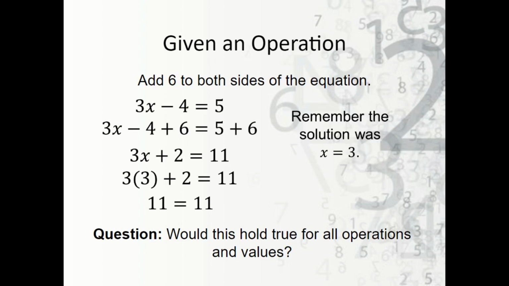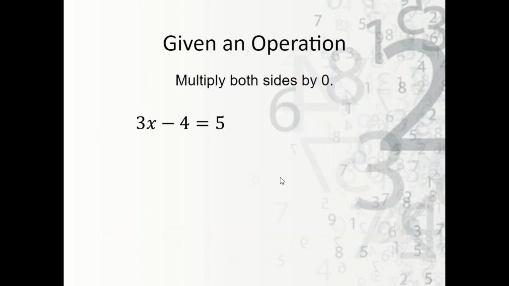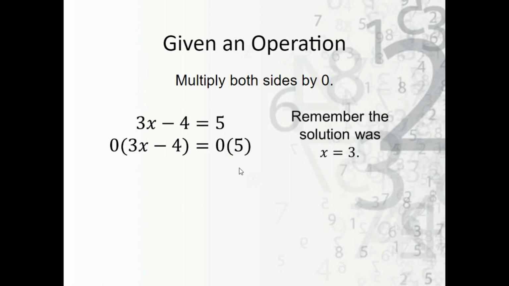Now the question is, will this hold true for all operations and values? So is there anything I can do to both sides that will change this and make the answer different? So let's look at 3x minus 4 equals 5, the same equation, and we're going to multiply both sides by 0. So when I do that, I get 0 times 3x minus 4 is equal to 0 times 5. Remember that the solution was x equals 3.